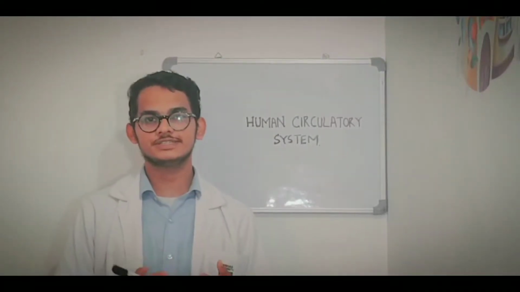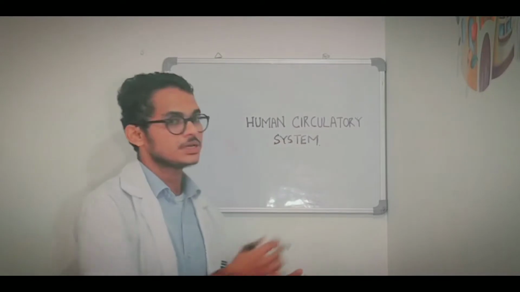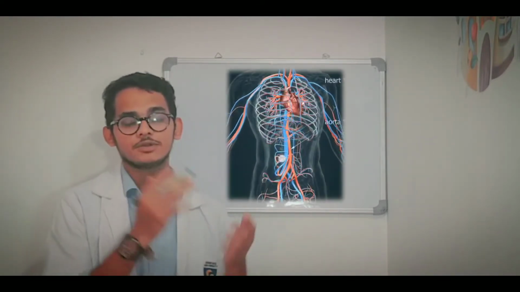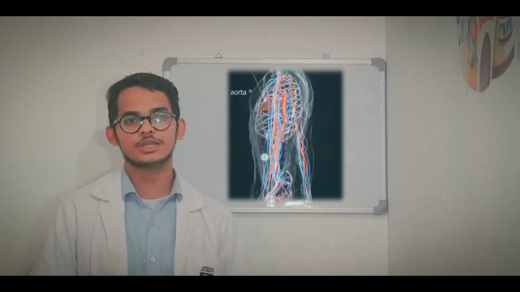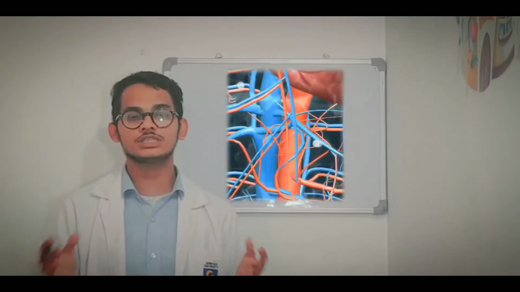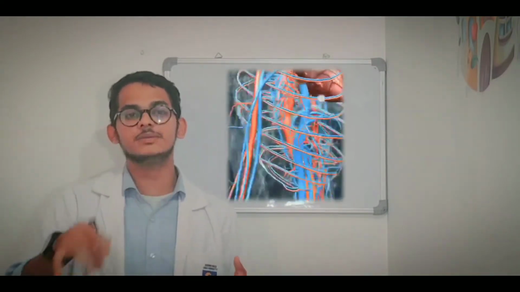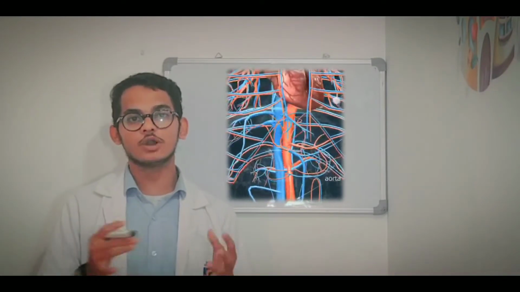Good evening students. Today we will be learning about the human circulatory system. In order to understand the human circulatory system, first we will understand the normal functioning of the human body. All living organisms, including humans, have some kind of fluid circulating in their body. Every organ in our body requires circulating body fluid.